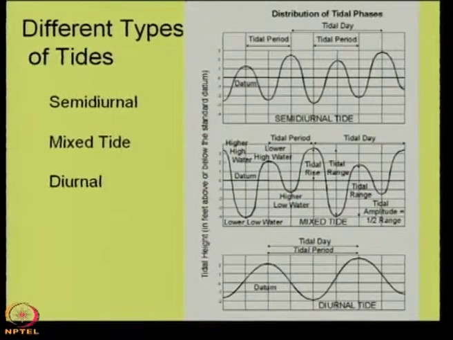Okay, I shall give you the exact figure later, but that is what happens in most locations. This is called semi-diurnal tide. Now, you could also have what are known as mixed tides.